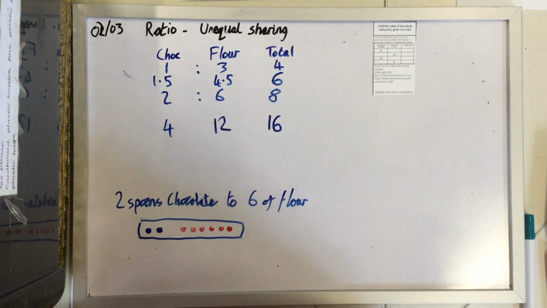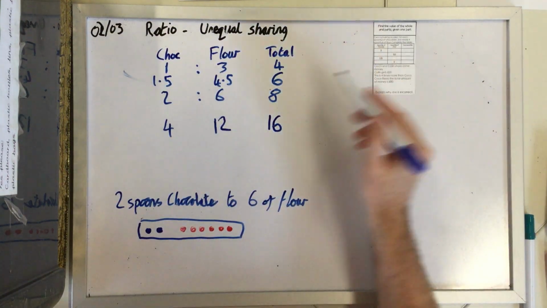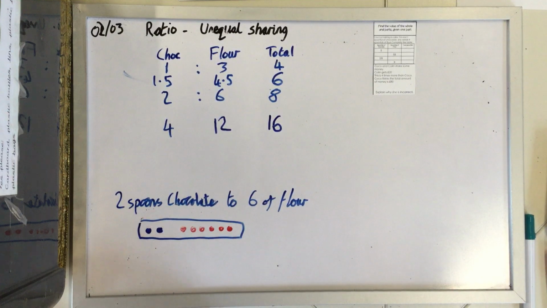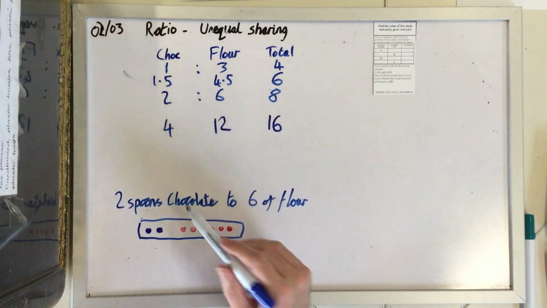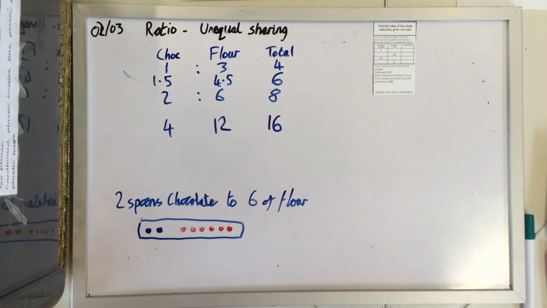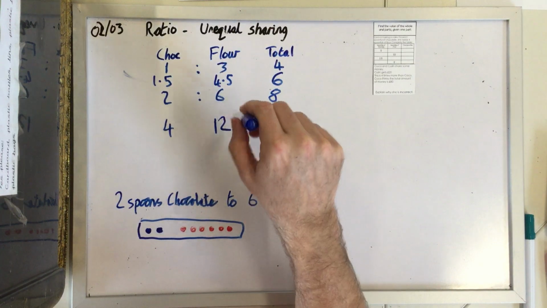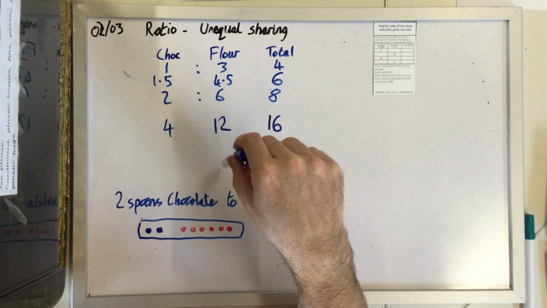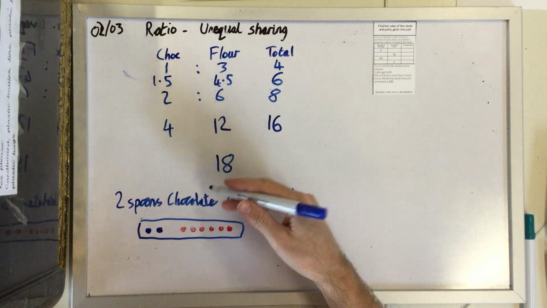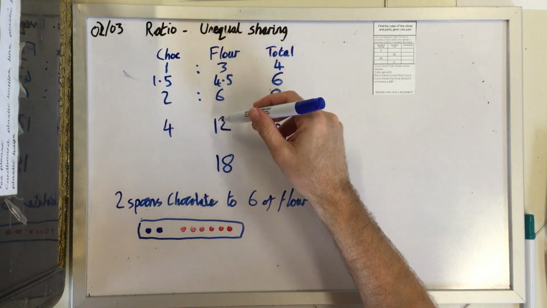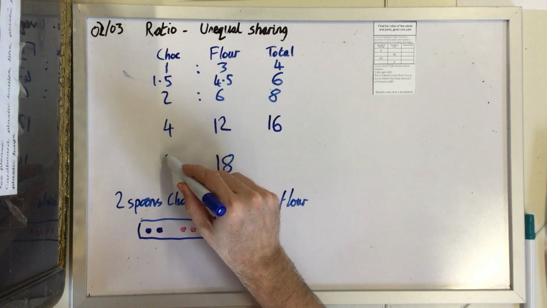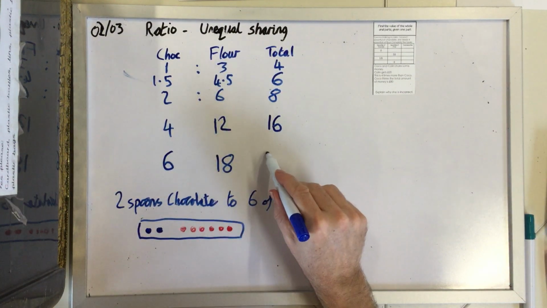So you scale up each time as you fill in your chart. If you're given a ratio, like here, 2 spoonfuls to 6 of flour, you can use that ratio to find out if you had 4, 6, 8, whatever. Or if someone said, well, actually, you've got 18 spoonfuls of flour, I've got 6, 12, 18, and 2, 4, 6, which gives me a total of 24.